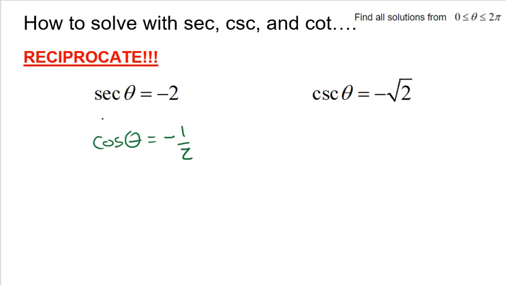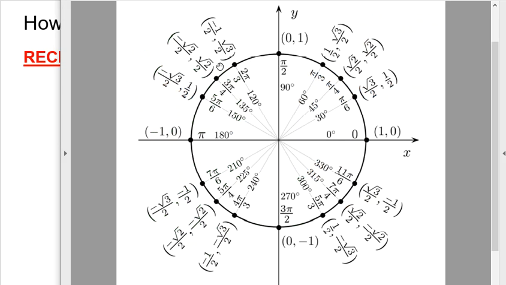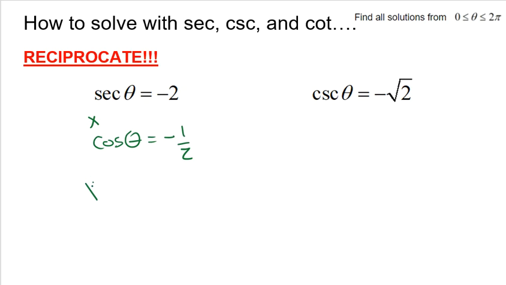I have to worry about cosine, which is an x-coordinate. Now, 1/2 is something I recognize very easily. So if I look on my unit circle, where do I see an x-coordinate of -1/2? I see it at 2 pi over 3 and 4 pi over 3. So there's my two answers, 2 pi over 3, and I should use a theta, not an x. It doesn't really matter. And 4 pi over 3. How simple was that? Awesome.